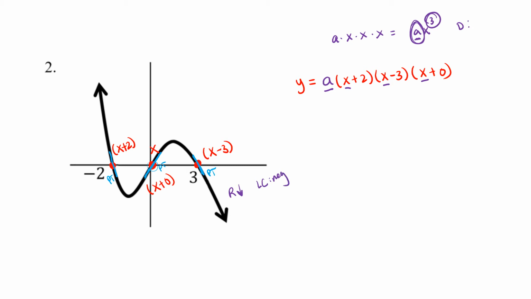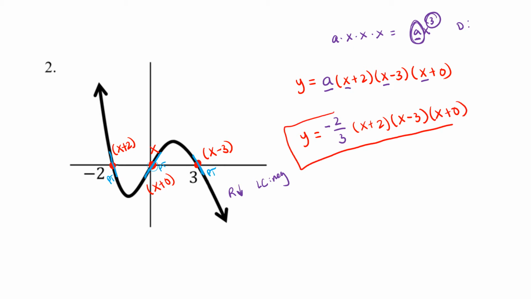So all we have to do is choose any negative number that we want here, plug it in for a, and that will finish off our problem. So let's just say, I don't know, -2/3. It's a negative number that makes the right side go down, and everything else will follow suit. -2/3, x plus 2, x minus 3, and x plus 0. That's how you can represent this answer.